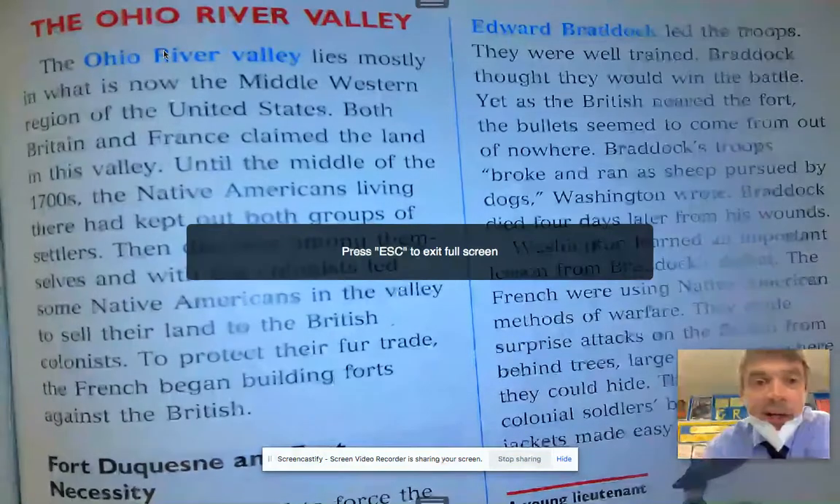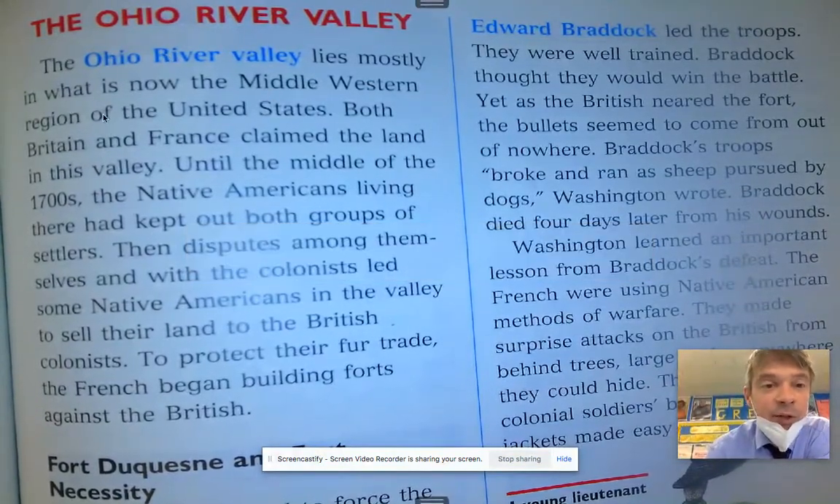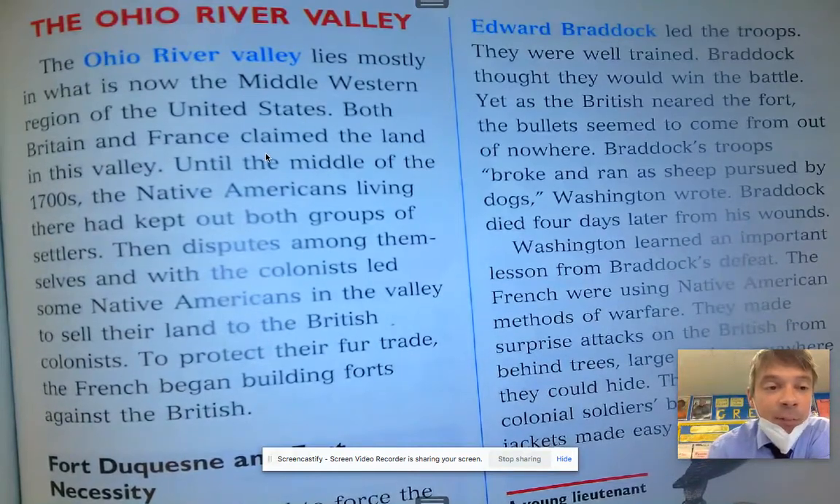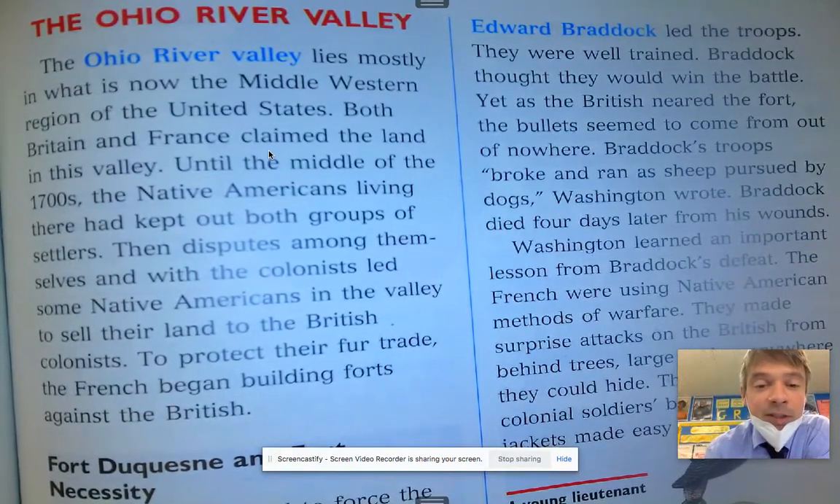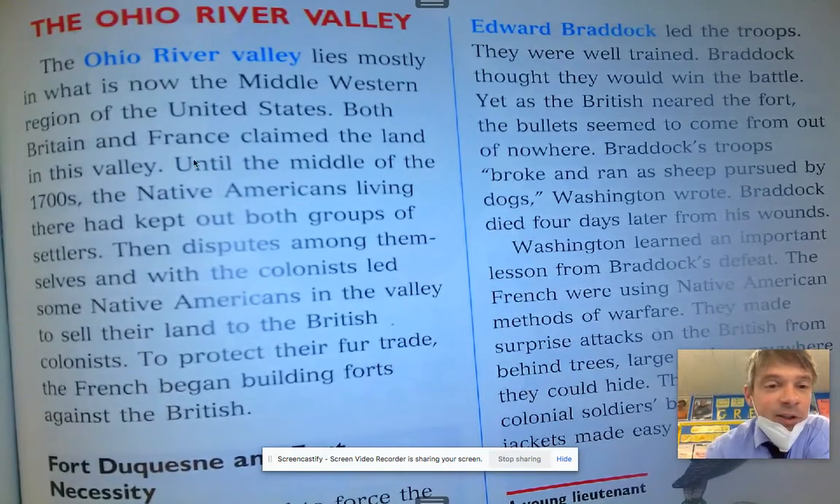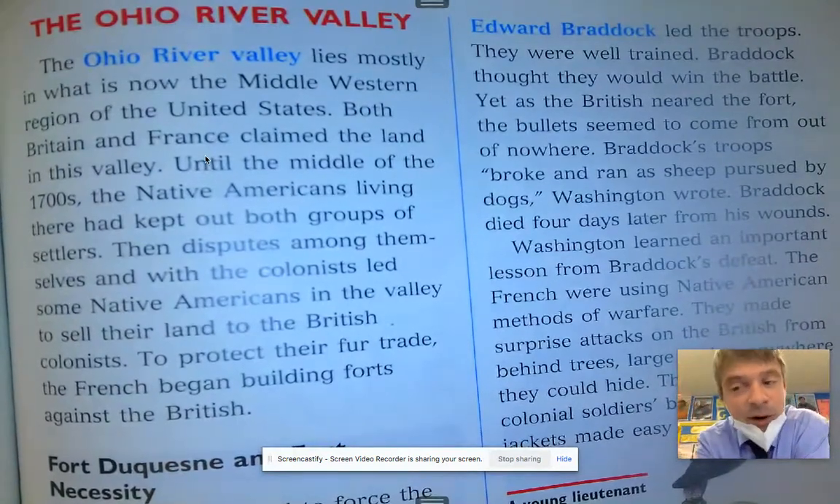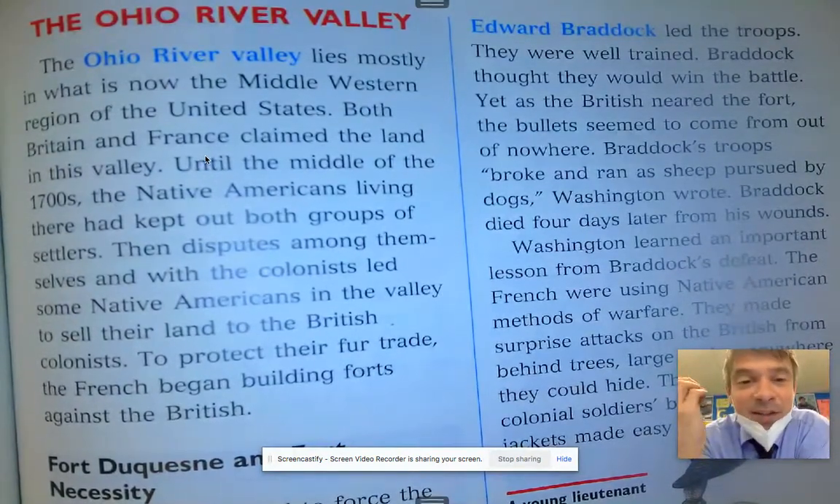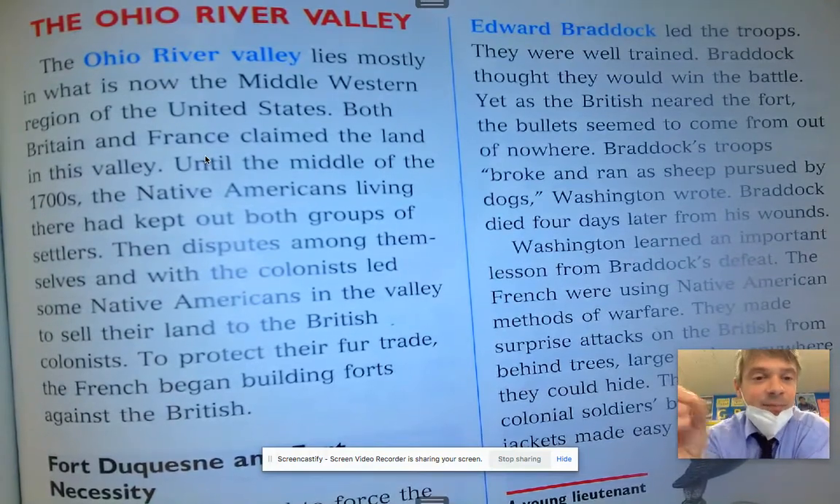The Ohio River Valley lies mostly in what is now the middle western region of the United States. Both Britain and France claimed the land in this valley. Until the middle of the 1700s, the Native Americans living there had kept out both groups of settlers. Then disputes among themselves and with the colonists led some Native Americans in the valley to sell their land to the British colonists. To protect their fur trade, the French began building forts against the British. So basically they're saying both Britain, which means part of England, and France were claiming the same land. And the Native Americans were there first, and they really weren't sure which side to take.